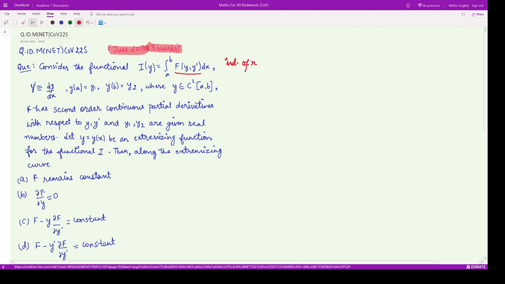You are given y dash is equal to dy by dx, and y at a is equal to y1 and y at b is equal to y2, where y belongs to the class C2 on the closed interval a to b, that is, functions whose second order derivatives are continuous. F has second order continuous partial derivatives with respect to y and y dash, and these 2 points are given to be real numbers, that is, they are fixed. And they are saying let y is equal to y of x be the extremizing function for the functional I, then along the extremizing curve, which of the following is true?